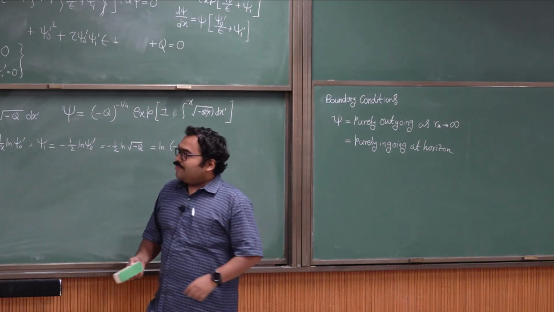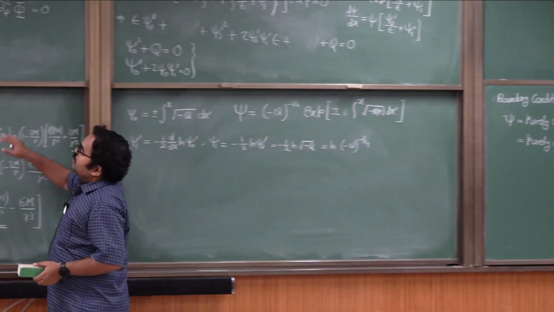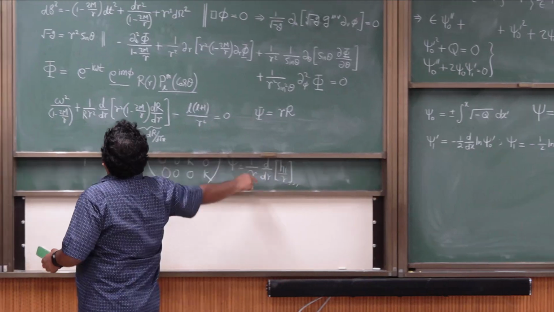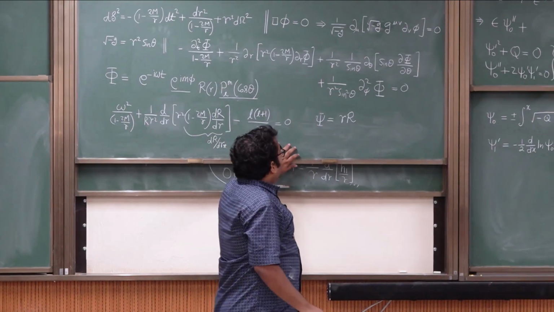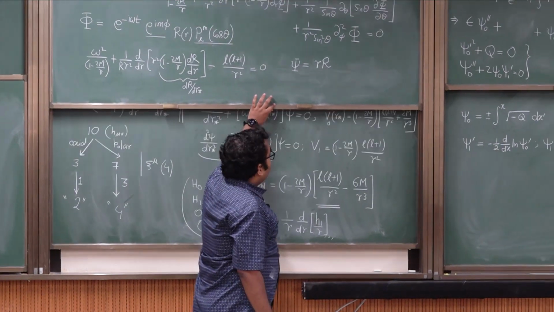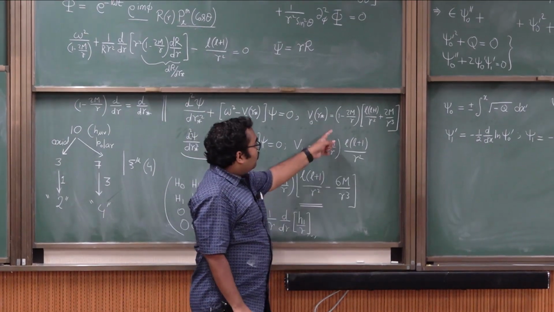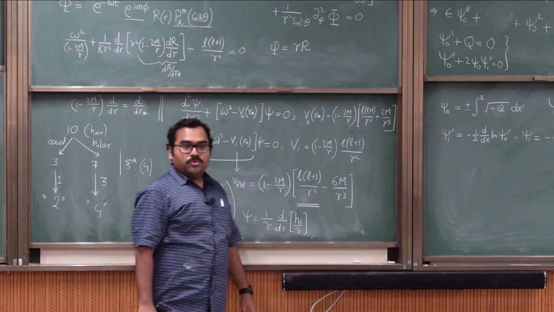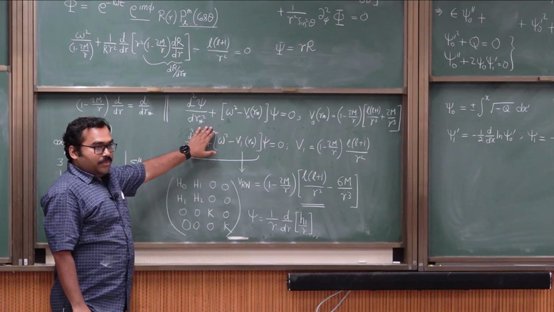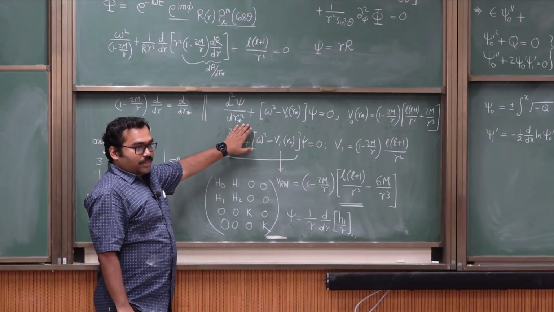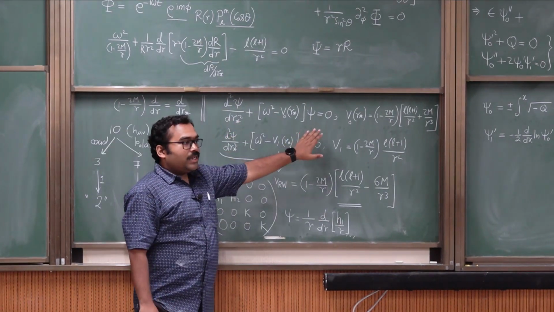So mathematically, I have this kind of a time dependence which is e to the minus i omega t, and when r goes to infinity, as we discussed, all of this potential goes to 0, correct? So that means my differential equation becomes d2 psi by dr star square plus omega square psi equal to 0.